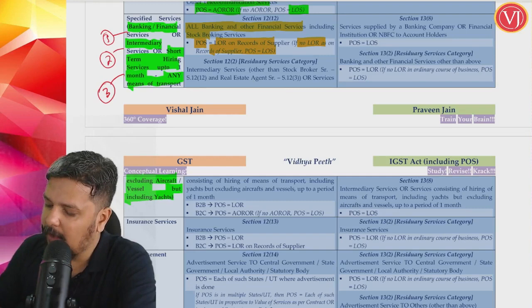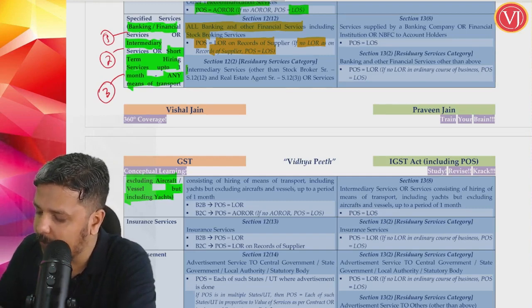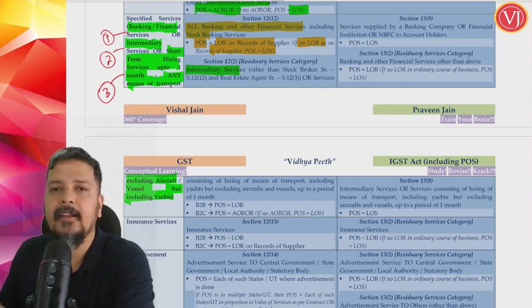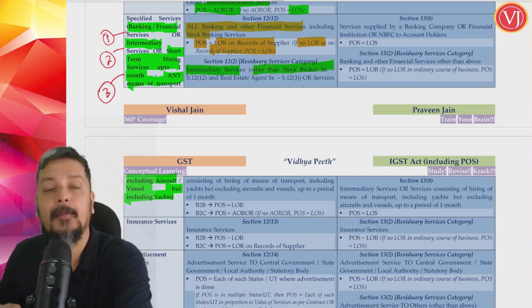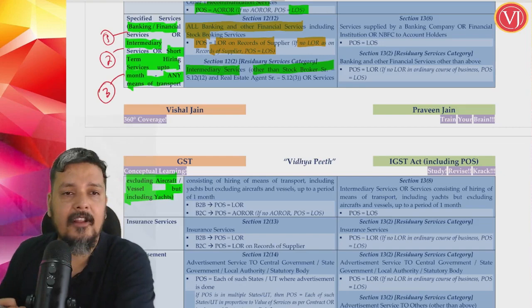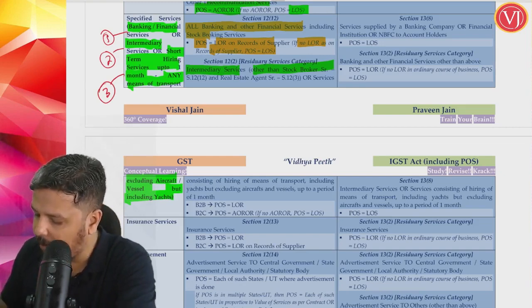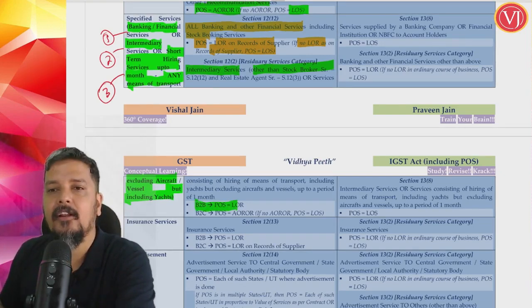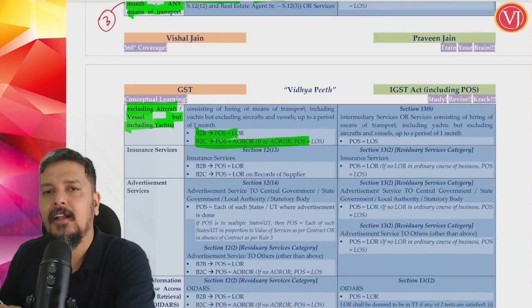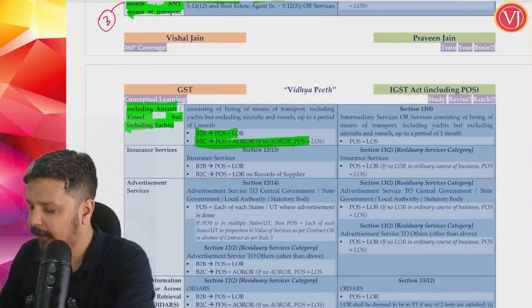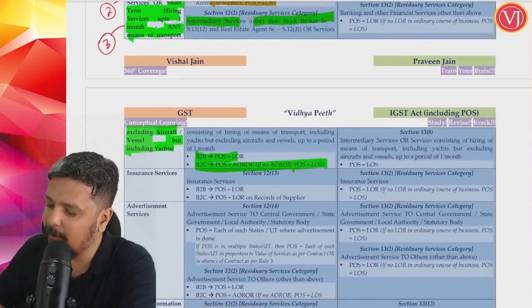Now, all the other services, including intermediary services, real estate services, other than stock broking service, because stock broking services is covered along with banking services. For all of them, if it is B2B, you are going for the general category. B2B, location of recipient. B2C, address of the recipient on records. If not available, it is location of supplier, because it goes in your residuary category.